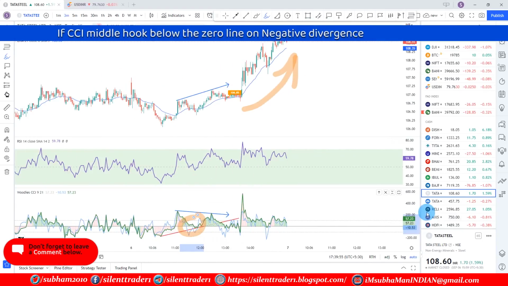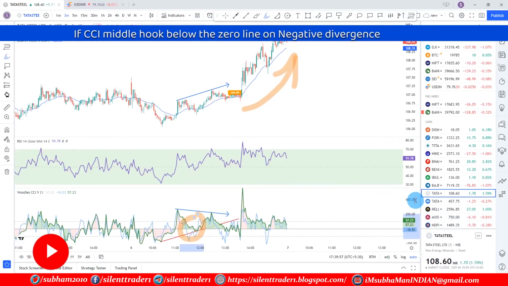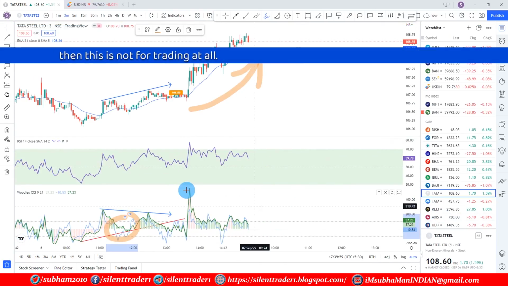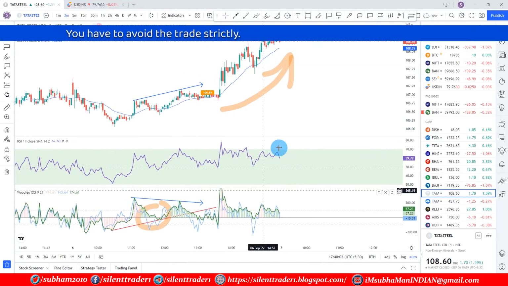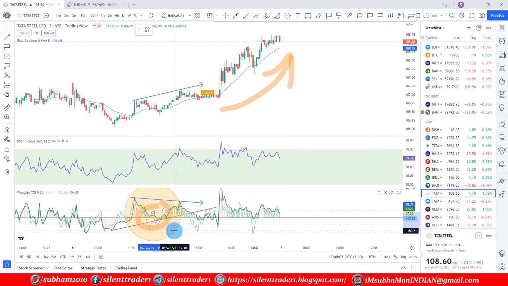If the CCI middle hook is below the zero line on negative divergence, then this is not for trading at all. You have to avoid the trade strictly. In this chart, it's showing that the stock price is going up without any lower mark.